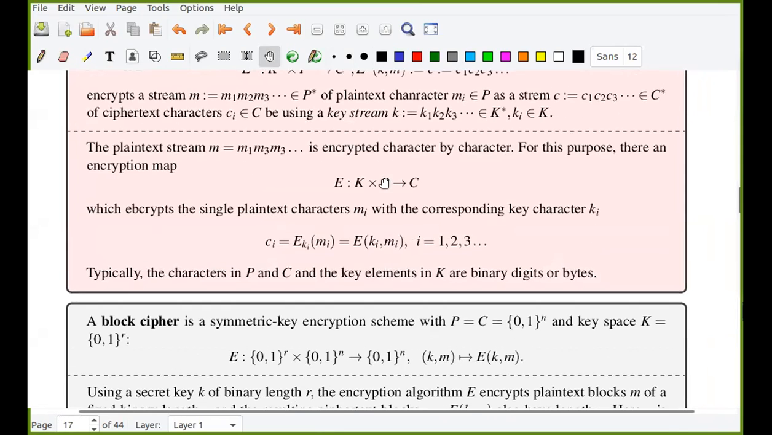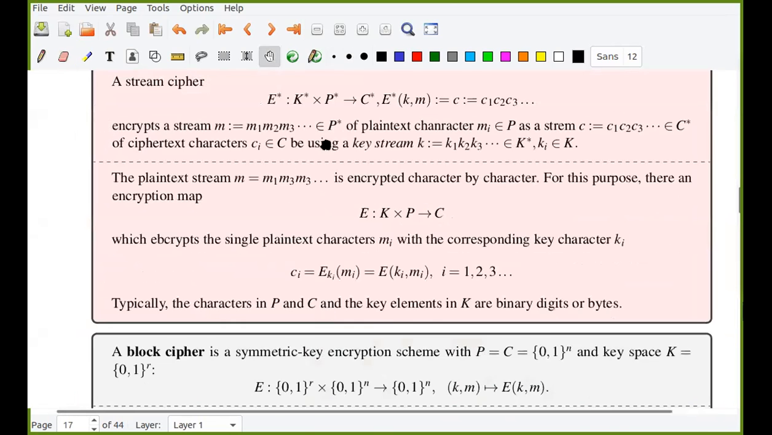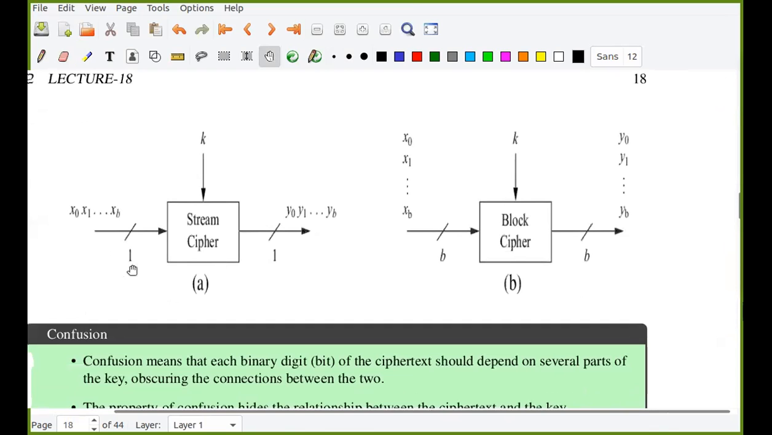Now coming to the block cipher. In the block cipher there is a block of some length. I'll give one diagram here. In the stream cipher it goes like this, X naught and so on, and we apply the key stream and get the output. But in the block cipher, the entire block goes, a block of some length, and the key also of some length, maybe the same length as this, and we do some operation and get the output. The entire block goes, so this goes block-wise.